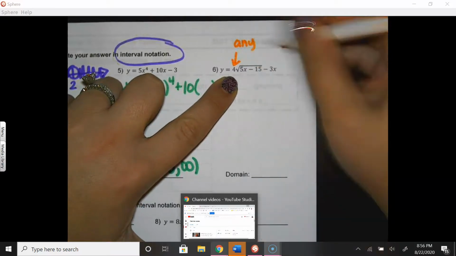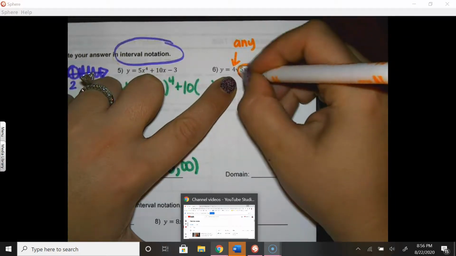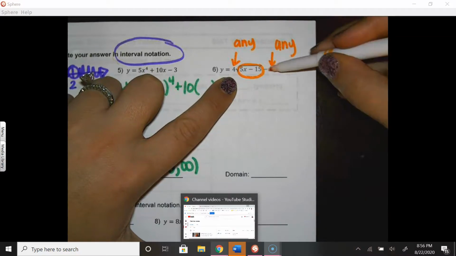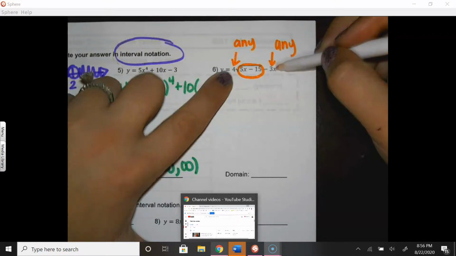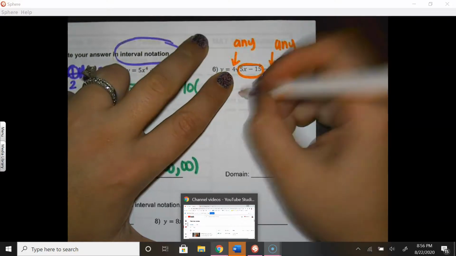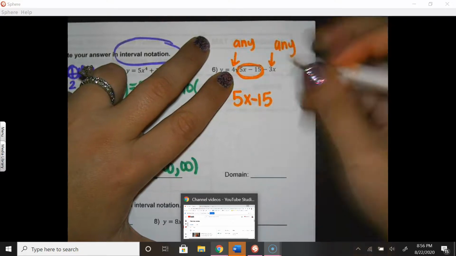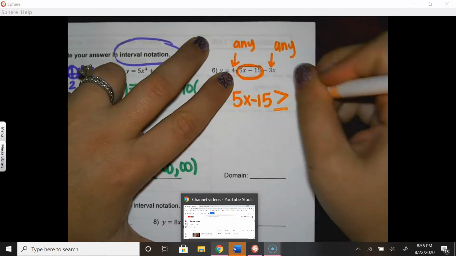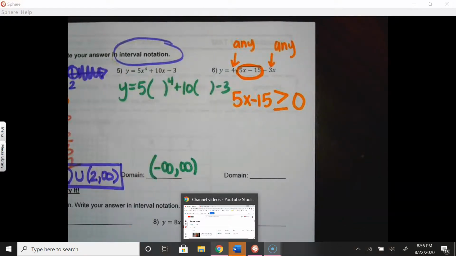Okay, now example 6, we have a radical. This number here can be any number. This number here can be any number. The problem is the number that's in the radical. So the minus 3x and the 4 are not in the radical. They're on the outside, so we ignore those because this can be any number. This could represent a negative and we're cool. But the 5x minus 15 is in a dangerous position. It's in the radical and it has to be greater than or equal to 0. The number in this radical has to be positive or we'll get an error.